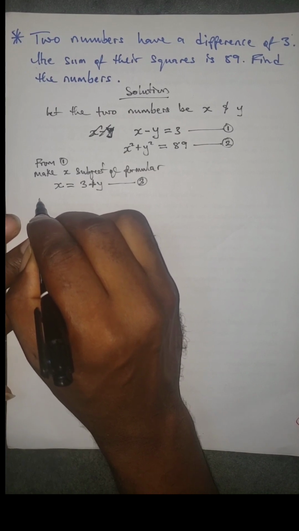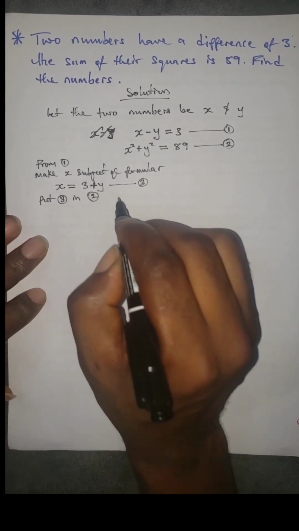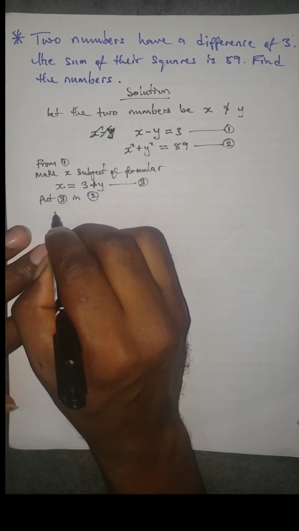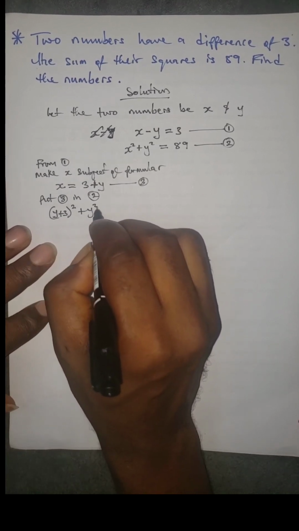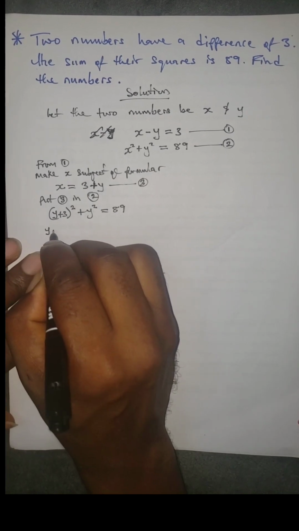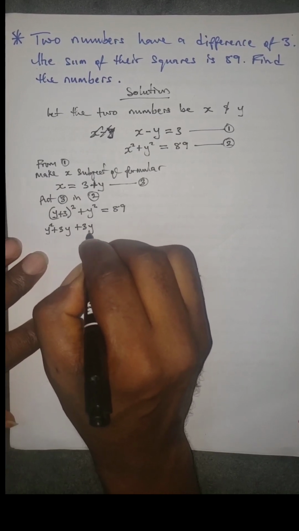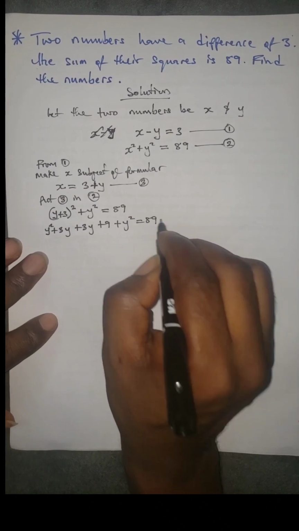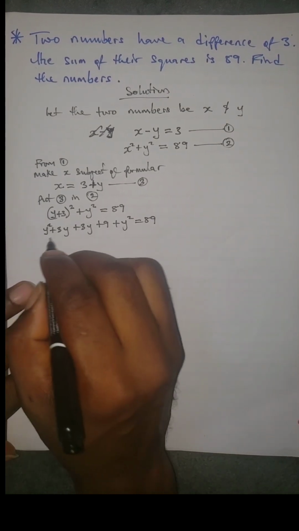Now the next thing is to replace x in equation 2 with the value of x in equation 3. So put 3 in 2. So that will give us 3 plus y, which is the same thing as y plus 3, all squared, plus y squared equals 89. So when I open this bracket, I'm going to have y squared plus 3y plus 3y plus 9 plus y squared equals 89.